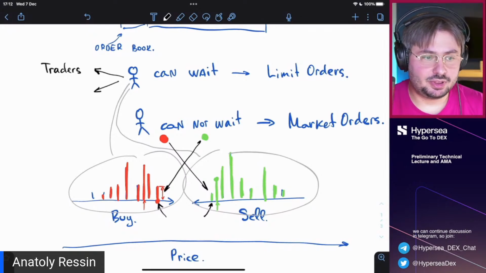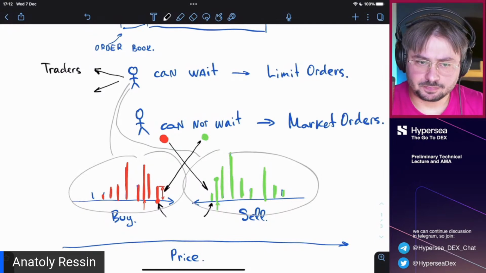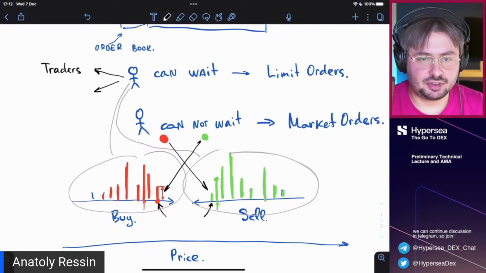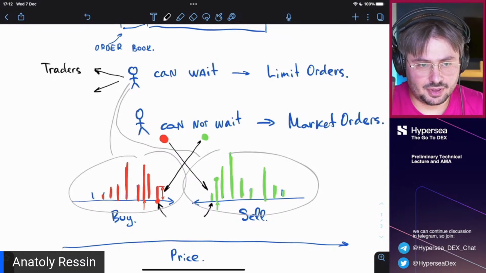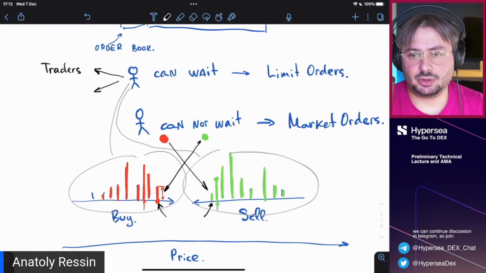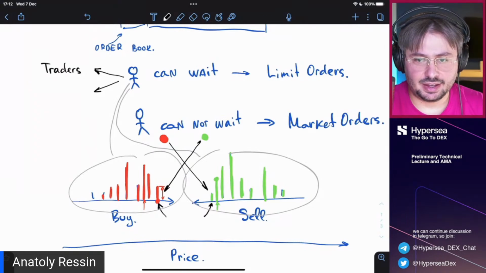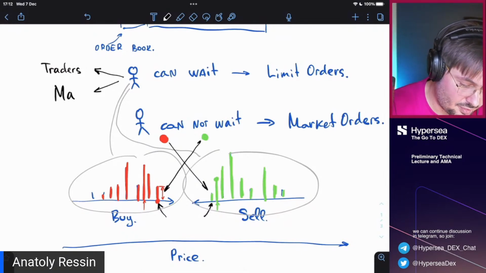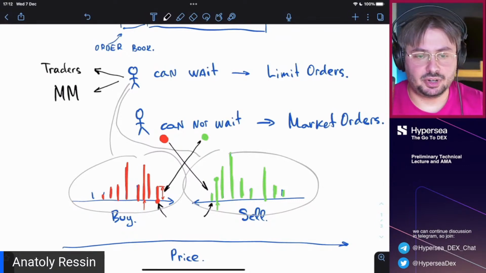But if we look closer at the first type of users, we will see that there are two types of users. One type are really traders, traders who just can wait, and the others are not traders at all. They are market makers, or just MM, market makers.